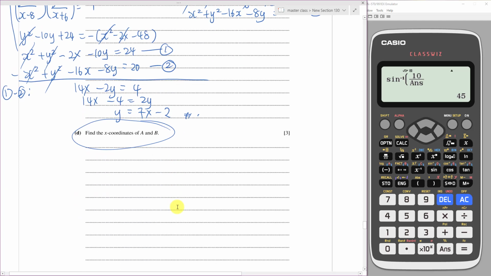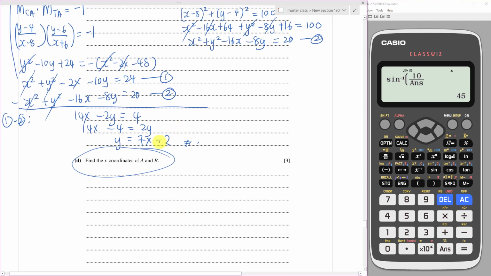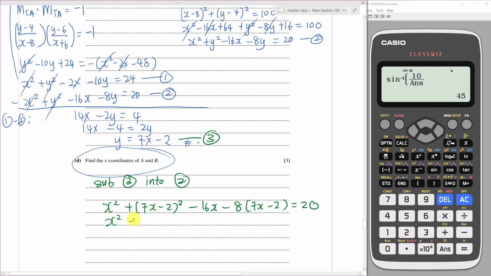Alright, because, yeah, you can sub into any one. So over here I will just sub into equation 2 maybe. I will just call this equation 3. Then I will sub equation 3 into equation 2. So this is x squared plus y, which is 7x minus 2, squared, minus 16x minus 8 times 7x minus 2, equals 20. Alright, then I want to solve this algebra quickly.